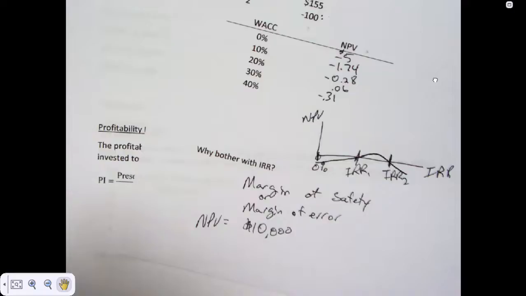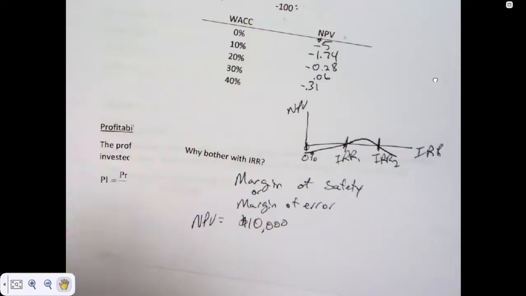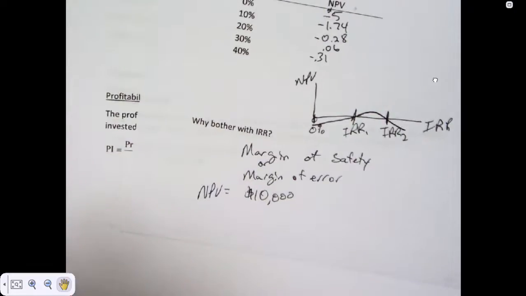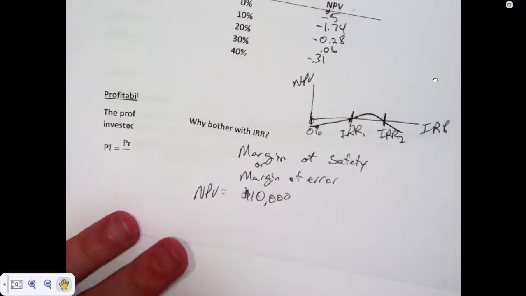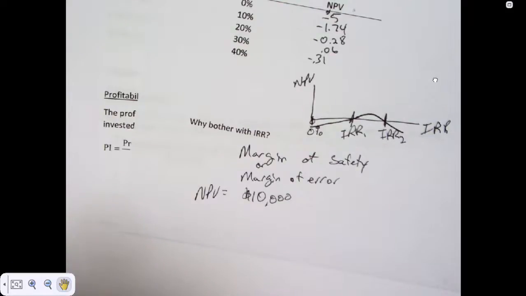One or two people are sleeping or need some caffeine, but there's no excuse for that because you're watching a video and you can stop the video and wake up or take a nap or go get some coffee during the video. So let's say the NPV is positive $10,000, NPV is greater than 0. We accept the project because we just created value for our company.